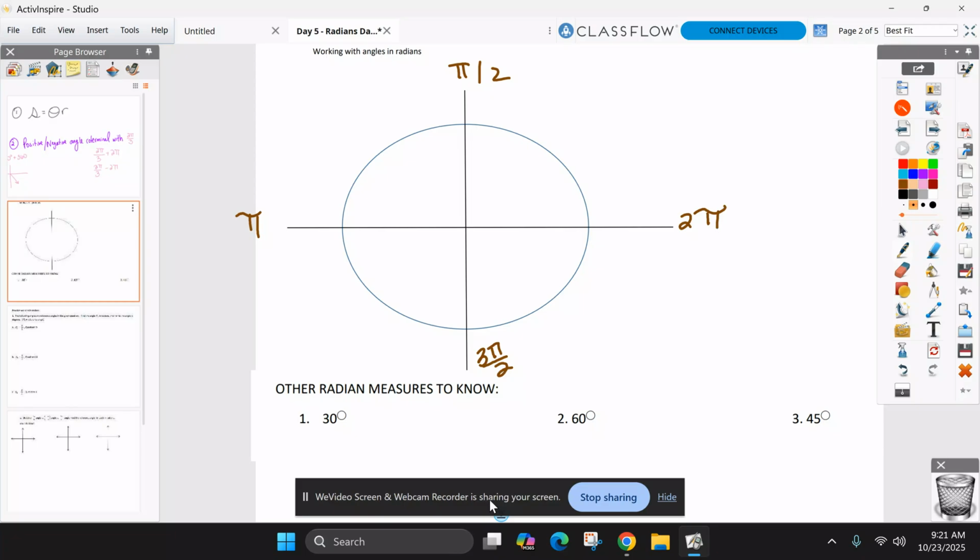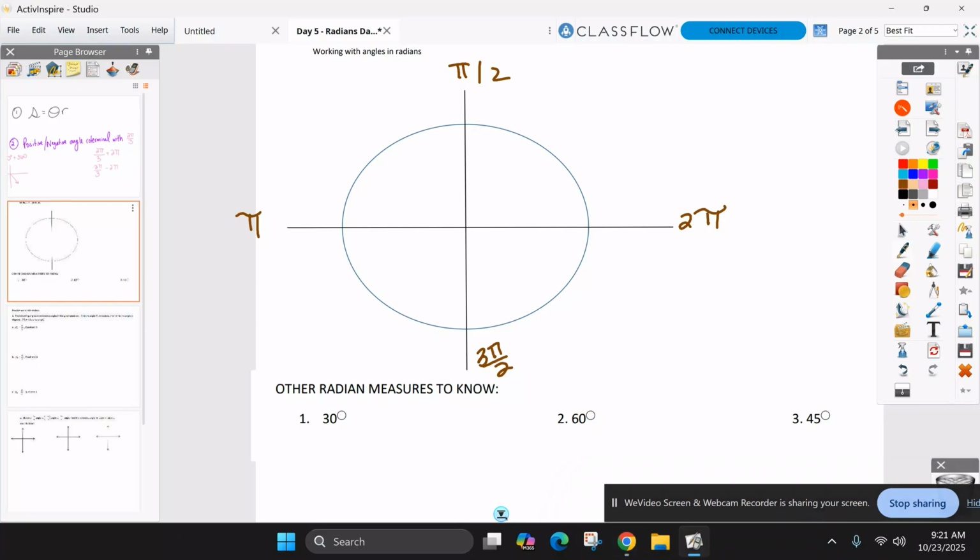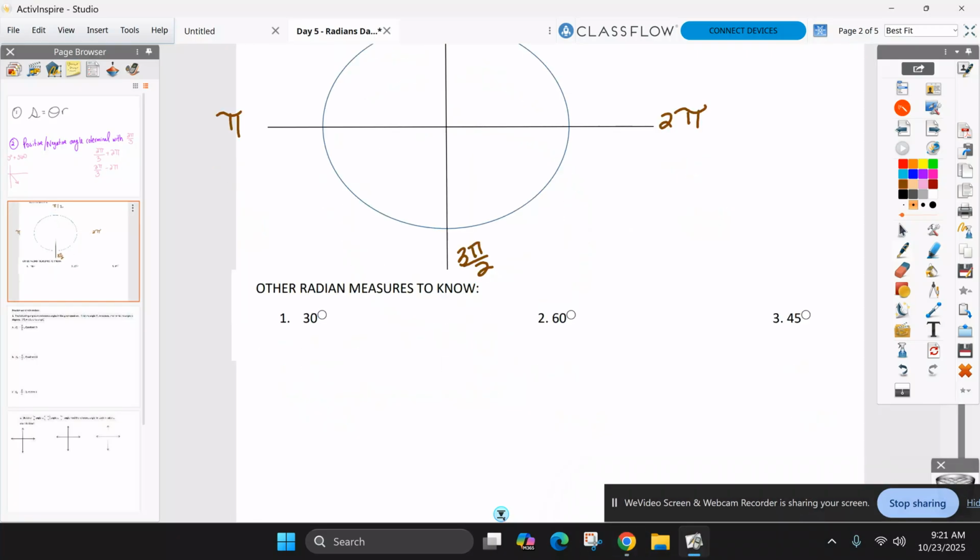All right, 3 more now. 3 more common ones that I don't want to have to use the calculator for if I don't have to. But doing it for the first time, I would expect you to go ahead and use your calculator. Give me 30 degrees as a radian. So 30, go to your toolbox, units, constants, degrees, see what it is in radians.